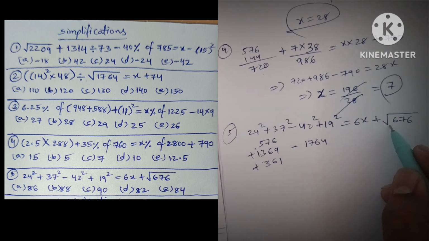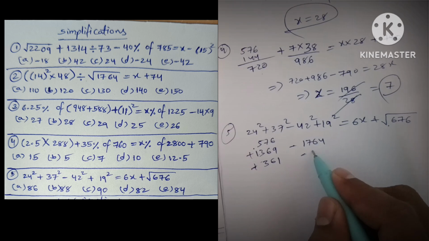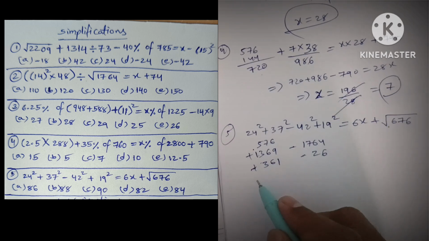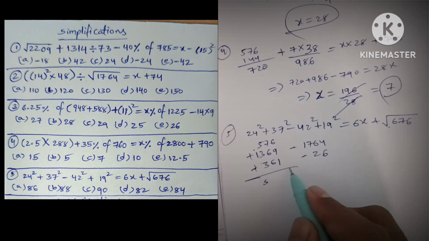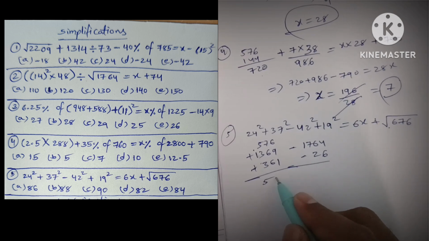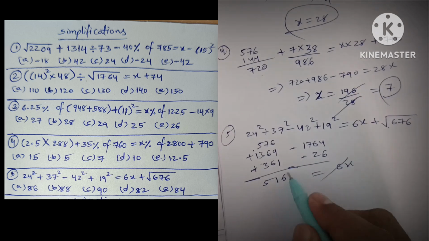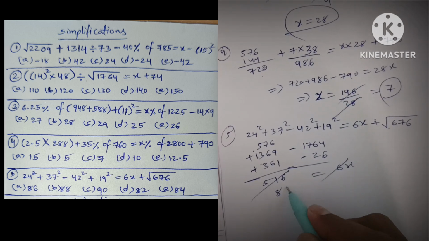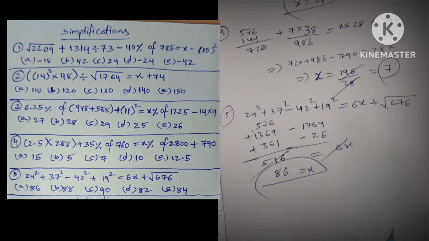plus 676 means here 26 times. Now the total is 5, difference is 516 equals to 6x. 6, 8 times 6 times equals to x. Therefore our answer is 86.